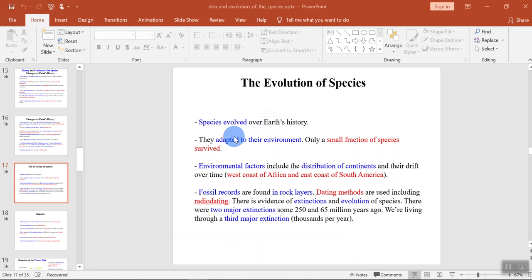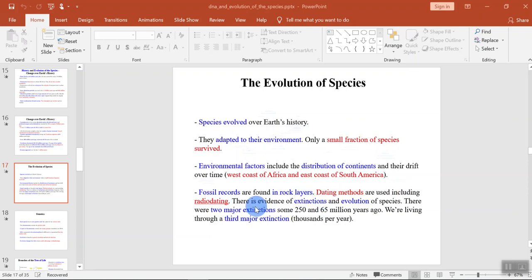We said that species evolved over Earth's history. They adapted to their environment. Only a small fraction of species survived. Environmental factors include the distribution of continents and their drift over time. For example, the west coast of Africa and the east coast of South America look alike, which means they belong to the same continent way back. Also, fossil records are found in rock layers on both sides, showing again that they belong to the same continent.